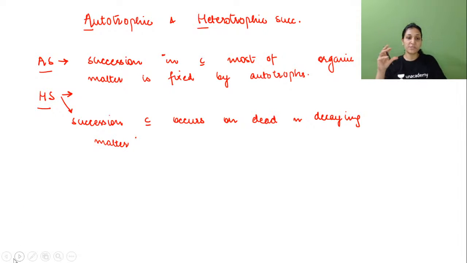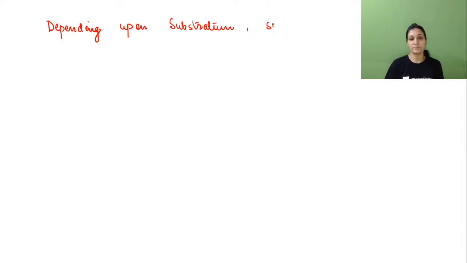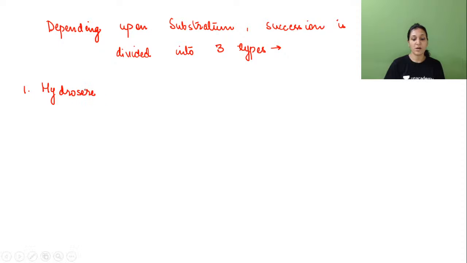Now, what are we going to see? Depending on the type of place where the succession is occurring, we are going to categorize it on that basis. Depending upon the substratum, succession is divided into three types. Now, what are these three types? First is hydrosere or hydrarch.